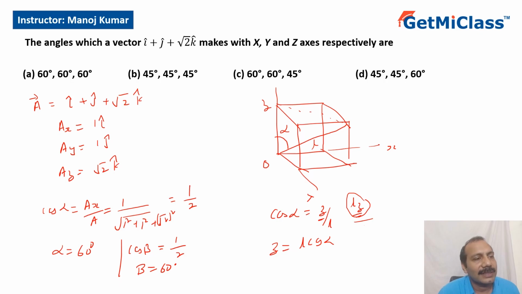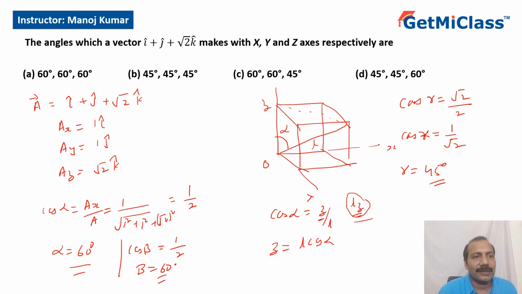Now let's come to the third part. What is it? Z-axis. Now here I'll write z-axis. For the z-axis I can write cos gamma equal to, what is the z component? Root 2 by, what is the total magnitude? 2. So I have cos gamma equal to 1 by root 2. Cos gamma is 1 by root 2. So what is gamma? Gamma equals 45 degrees. So my answer should be 60, 60 and 45. That is option C.